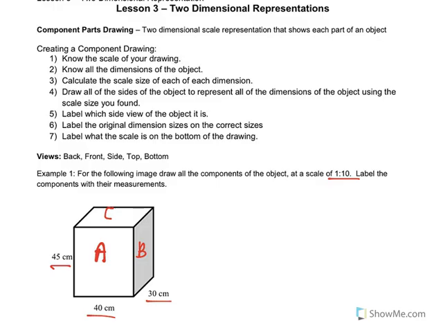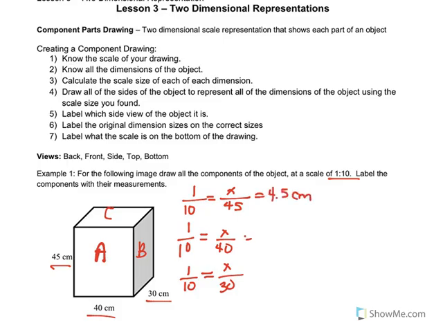So we have 1 to 10. This is telling us our actual size, so we're going to put it on the bottom. So we have 45 over x, and we're going to do that separately 3 times for each of the dimensions. And we get our answers to be 4.5 centimeters, 4.0 centimeters, and 3.0 centimeters. So now when we're drawing these, you have to actually measure them out to be that size. So I want you to pause the video, and I want you to draw these out somewhere on this page, and then I will show you how it should look.